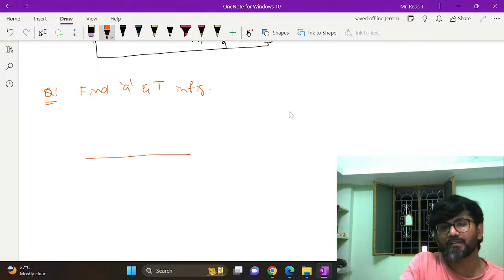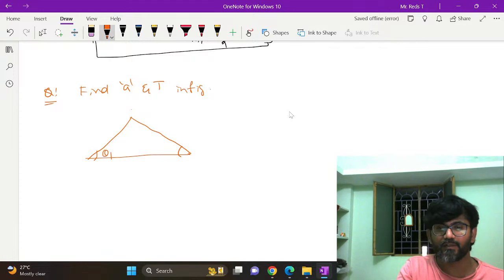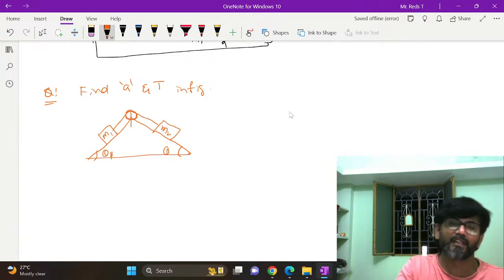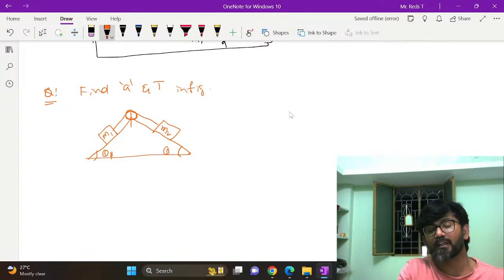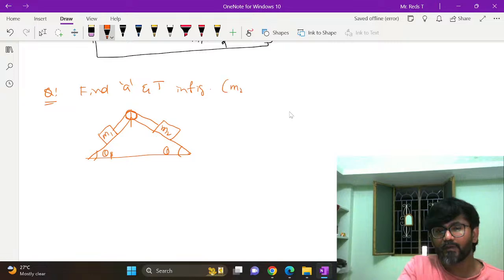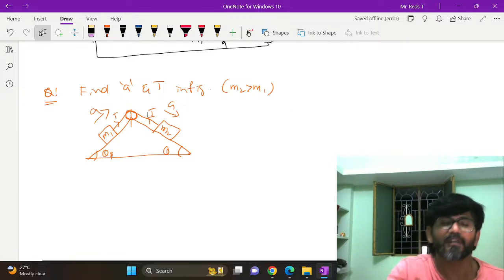This is the system given here. This is theta 1, this is theta 2; in some cases you can take just theta for both. Another block of mass M2 is connected. Depending on which is the larger mass, M2 is greater than M1, so M2 is moving in this direction and M1 is moving up with an acceleration A. There is the same string, so the tension will be the same everywhere, T and T. This is the figure. Usually this will not be mentioned in the diagram, so you have to understand.